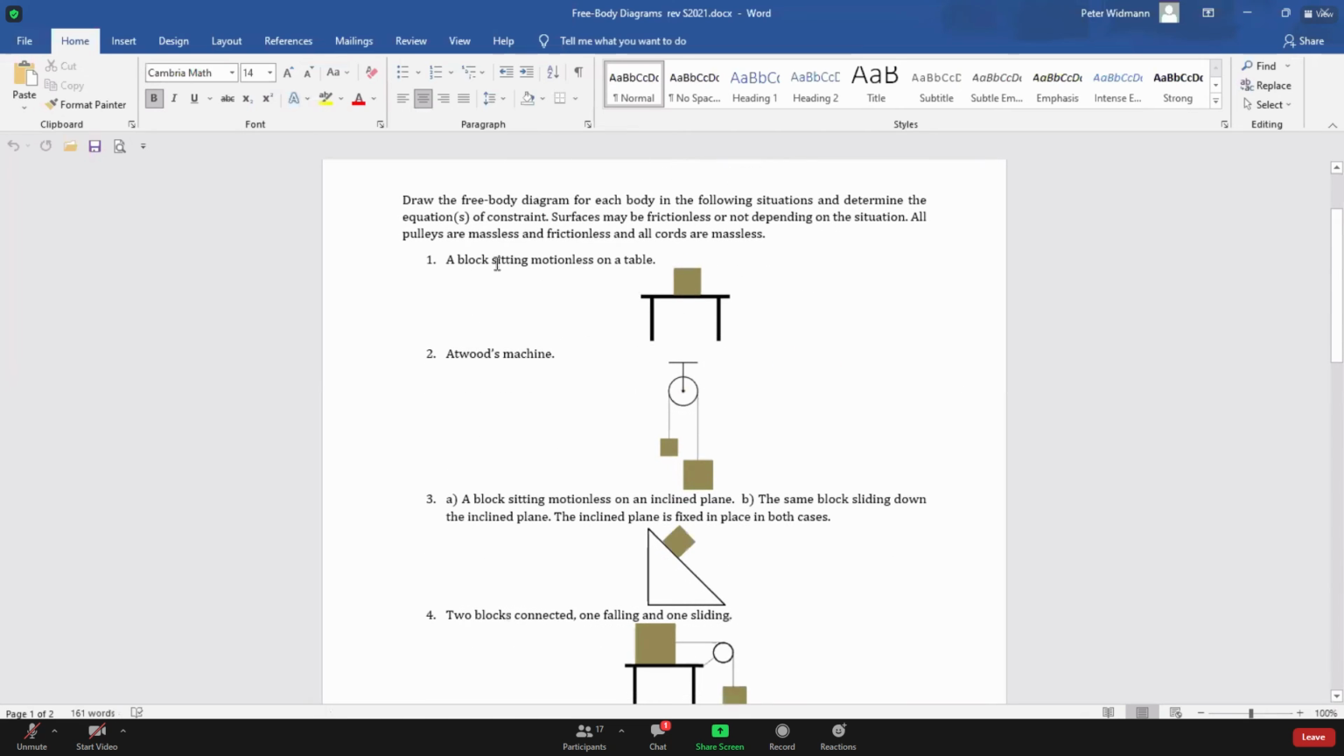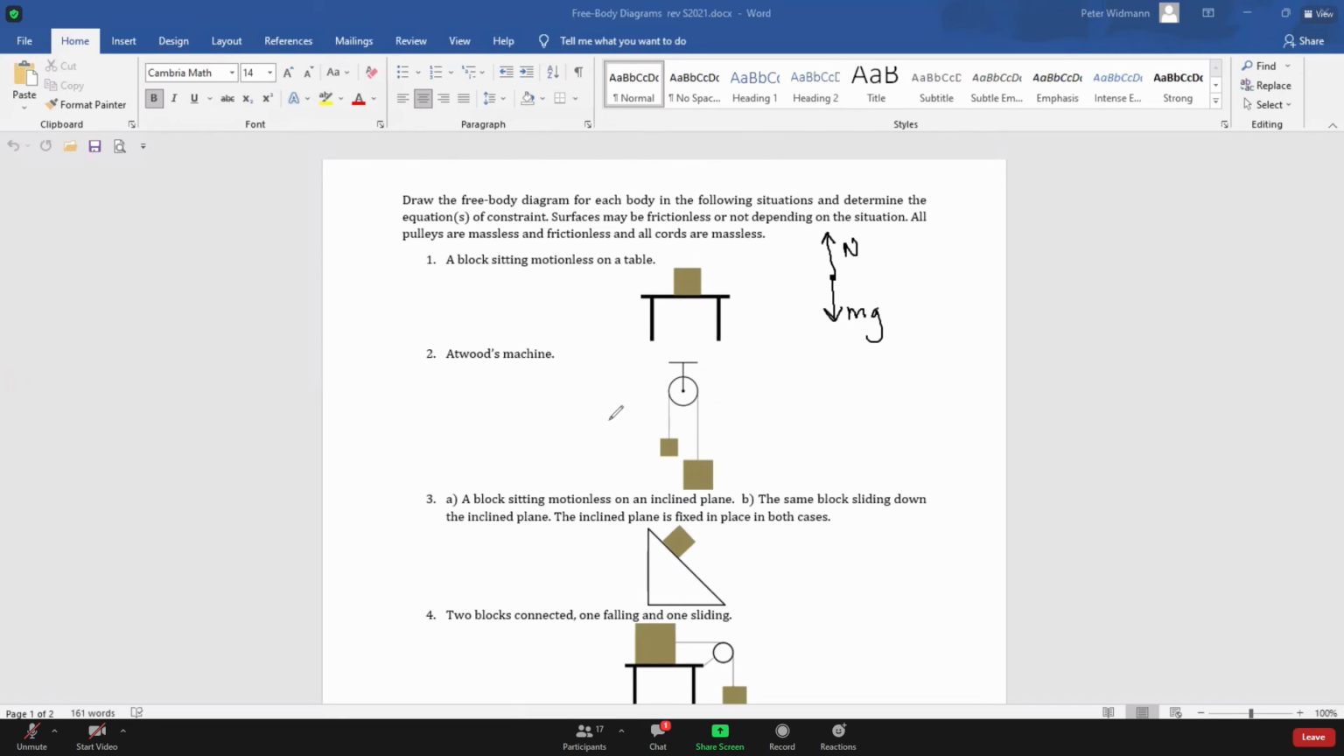Now, I've already done the block sitting motionless on a table, but let's redo it just to remind you how this works. I put a little dot there in the middle of the paper to simulate this mass M. And what are all the forces that are acting on it? mg and the normal force of the table. So I'll just call it N. You can call it F table if you want. I don't care what you call it. You can call things anything you want. And that's it. That's all that's happening to the block.